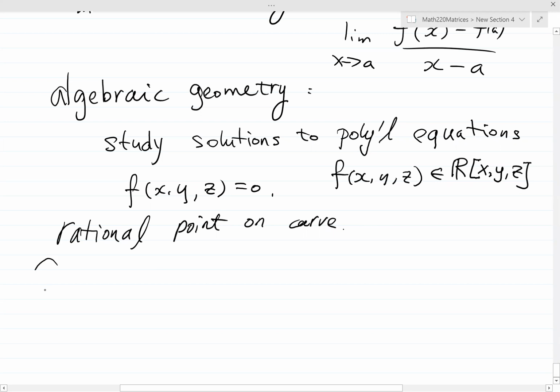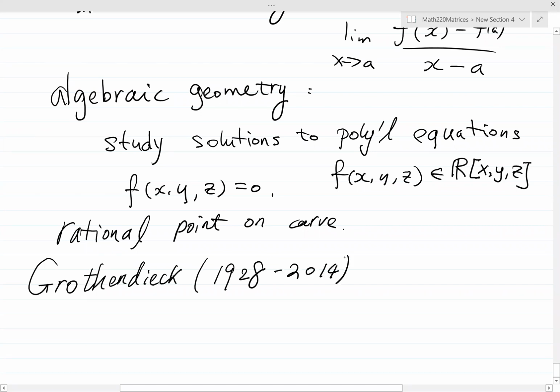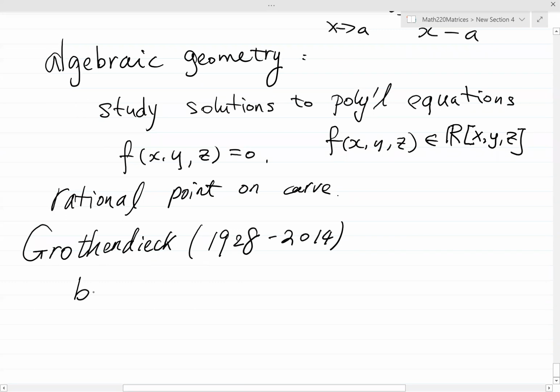Let me mention Grothendieck. This is also one of the greatest mathematicians. He died in 2014. He was a member of Bourbaki.